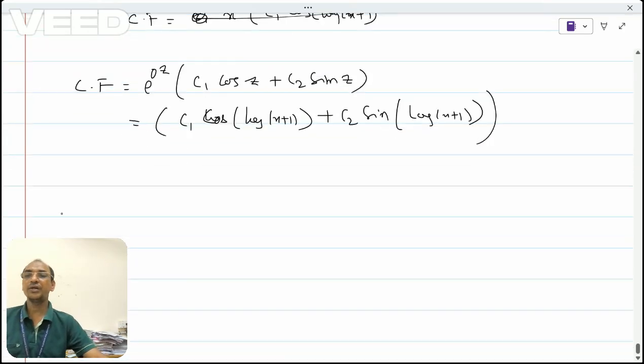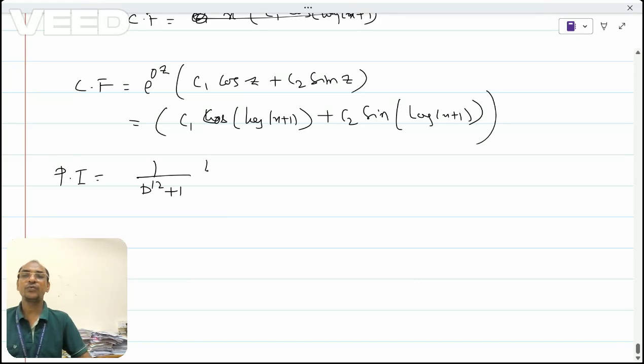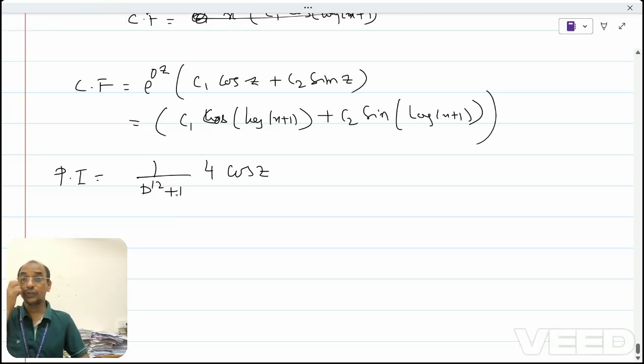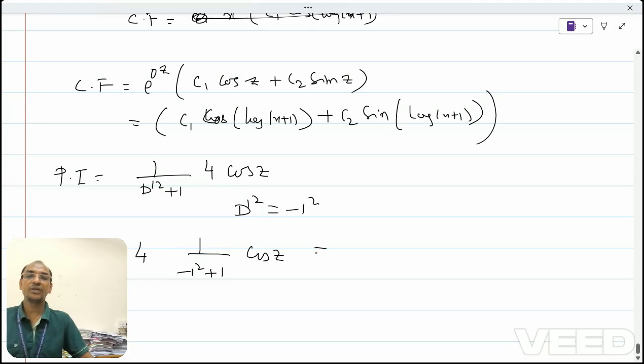Now let us find the PI. PI is nothing but 1 by D dash square plus 1 into 4 cos z. So here what we will do? We will replace D dash square by minus 1 square, because here cos az means a equal to 1, and so we will have 4 outside, 1 by minus 1 square plus 1 cos z. So that equals 4, 1 by 0 cos z.